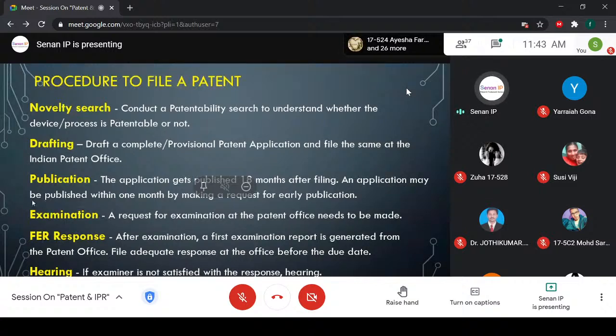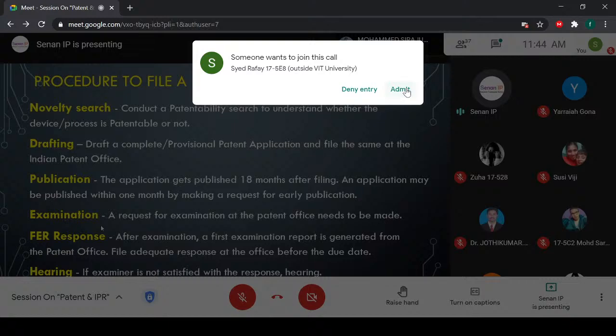Then we have to file an examination request. The examination request has to be filed within 4 years of filing a patent application. Without filing a request for examination, your patent application is not going to be examined by the patent office. So these are just the forms and formal requirements of filing a patent application. We should file a publication request and the examination request. The publication step is optional: we can file an early publication request, or we cannot; this is up to us. The examination request is compulsory. We have to file the examination request within 4 years of filing a patent application.